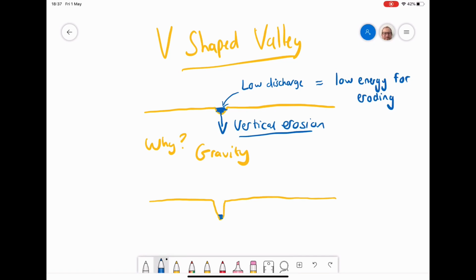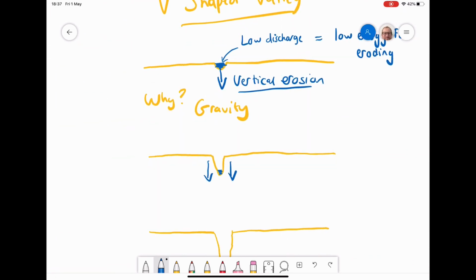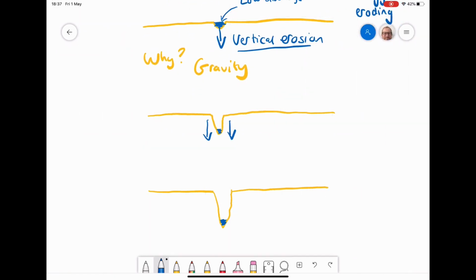So over time, this flat shape starts to change, and as we go down, we can see that the river has eroded down, and therefore we're starting to get a steeper river with steeper sides as the river erodes down. So that's the first step in why we get these V-shaped valleys. But now we need to see how it goes from this shape into more of a V.